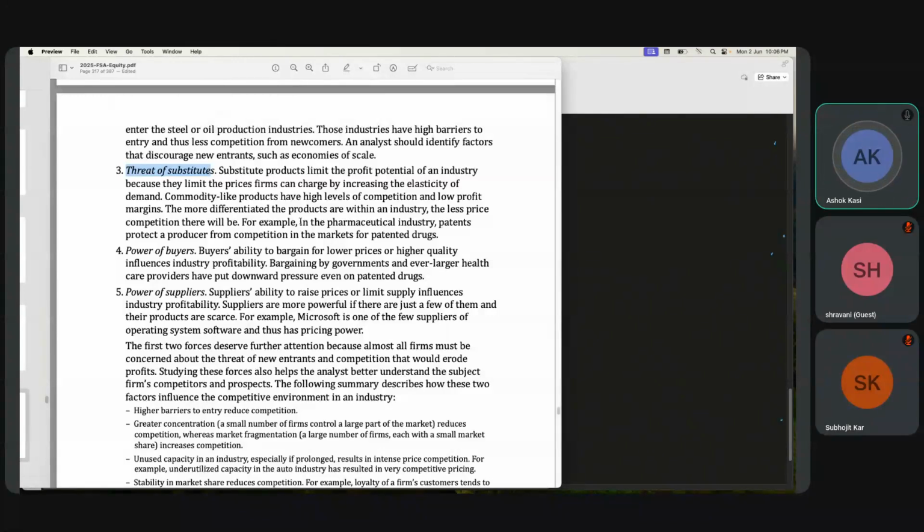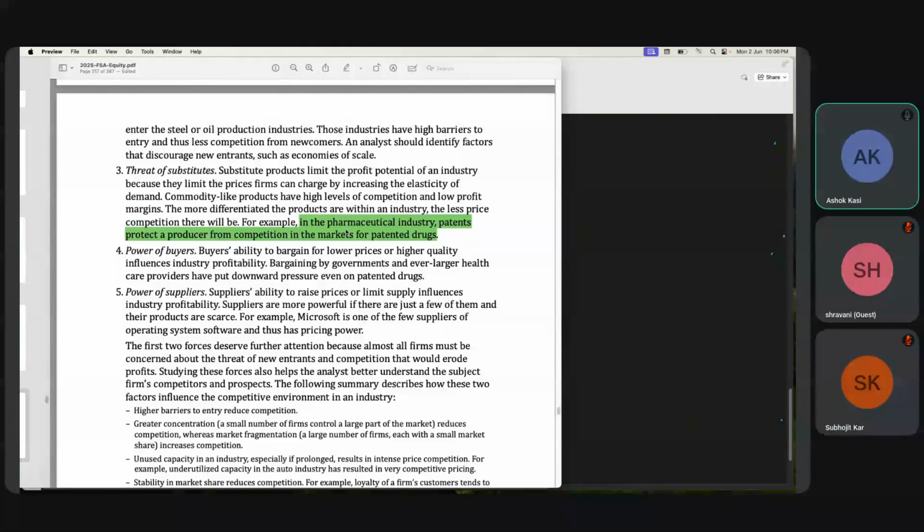Okay. See, in the pharmaceutical industries, patents protect your producer from competition in the market. So here, for patented drugs, patents protect your producer from competition, because when it is patented drugs, everybody cannot produce. Only that patented company can produce. So threat of substitutes, other companies will not come on their way. Okay, so then that is a good company to invest in.